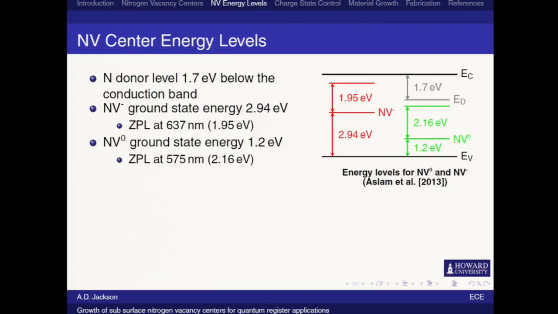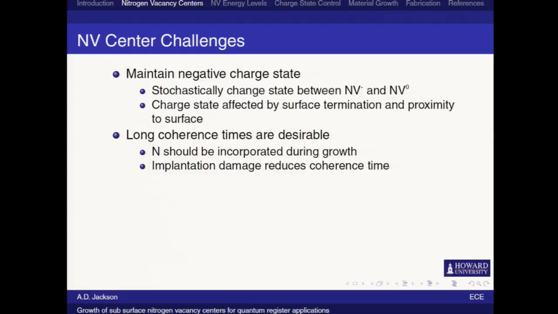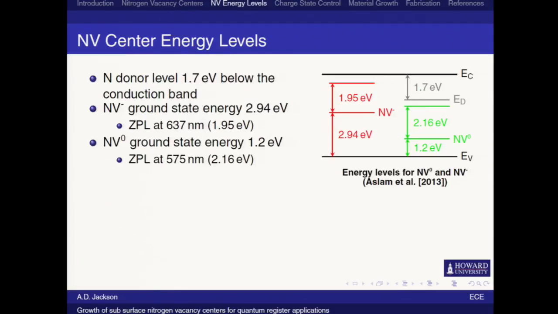So this shows you the basic energy levels with respect to the band of a diamond. The neutral vacancy center has a ground state about 1.2 eV above the valence band, and the negatively charged vacancy center has a ground state about 2.94 eV above the valence band.